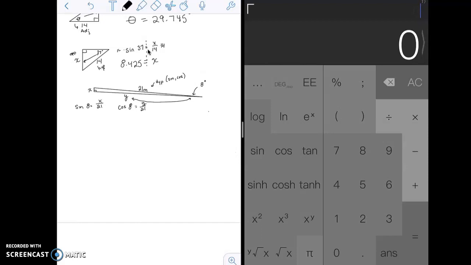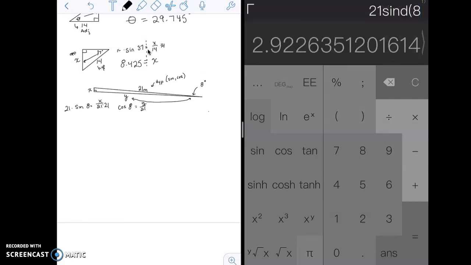So the first thing we're going to do is we're going to multiply both sides by 21, and we'll type in 21 sine 8. X is 2.923 meters. It's tiny. Does that make sense looking at our triangle that x would be very small in relation to the hypotenuse? What do you think y is going to be? About how long do you think y is going to be?